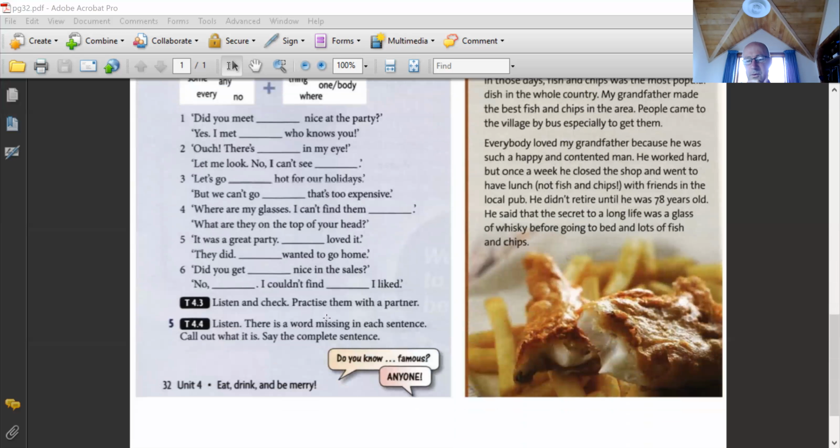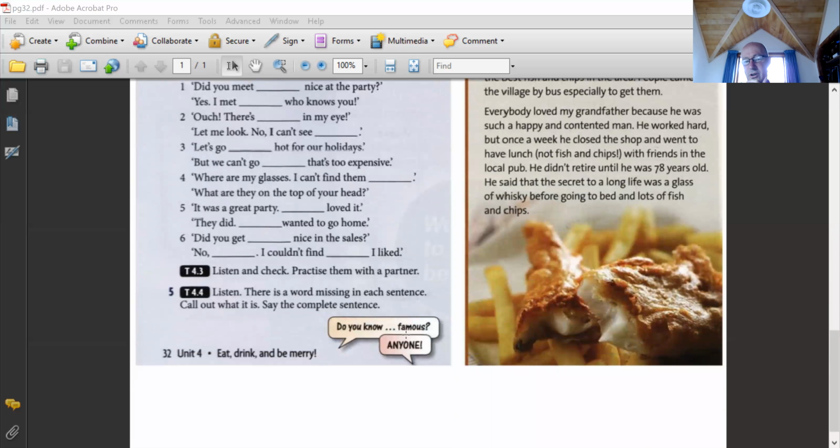And the last part we'll do in class next week, we're going to listen to sentences and we'll see if we can guess what the word is that should go in there.